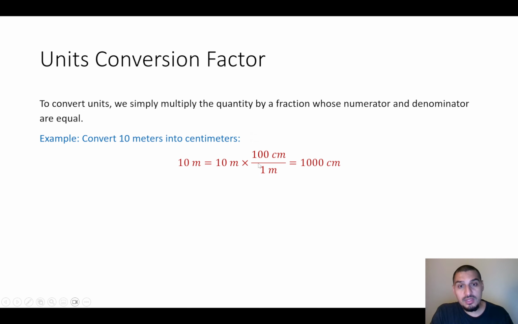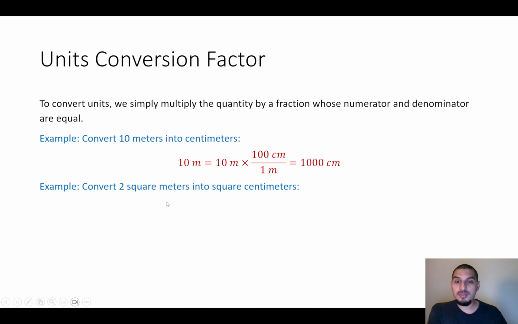But this ratio that we are using here is put in a way so that the meter is going to cancel out. This will cancel this, and we will end up with centimeters and a bunch of numbers. And these numbers would be multiplied, divided, whatever the mathematical operation we will do, to get the final value in centimeters. So we converted the unit. So this is how we can do this.